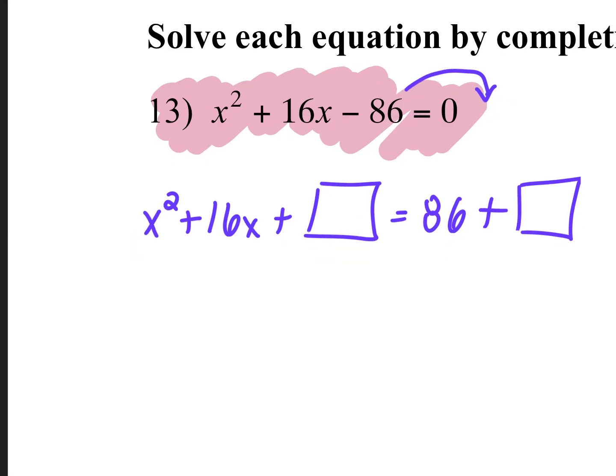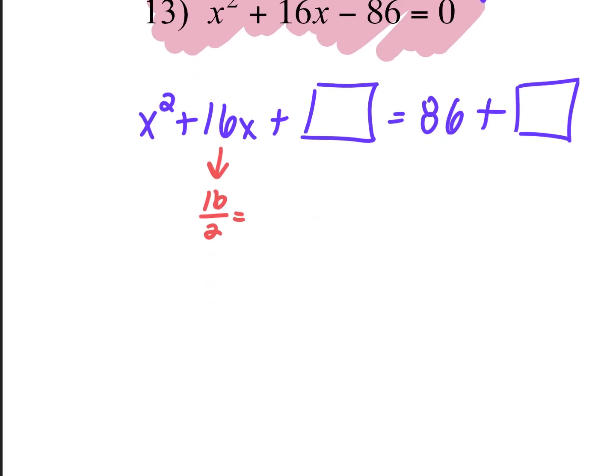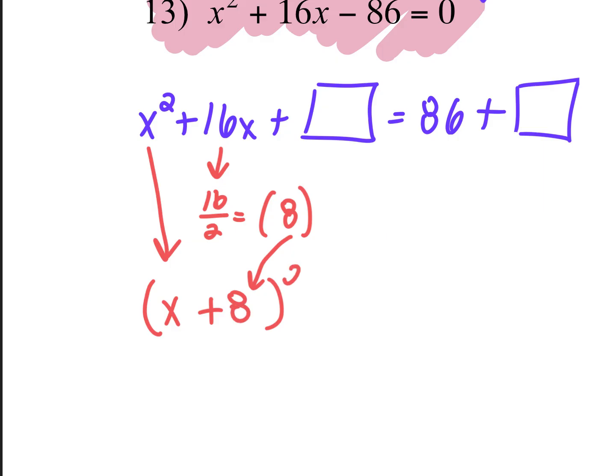Now I got to take my b term, and I say my b term divided by 2. What's 16 divided by 2? 8. Everything we need to know is right there. What does my parenthesis look like on this side? I bring down the x, goes in the front here. What number goes in the back? 8. Perfect. And squared.